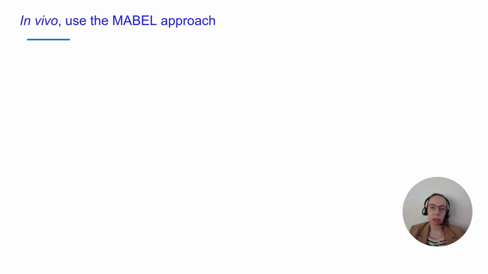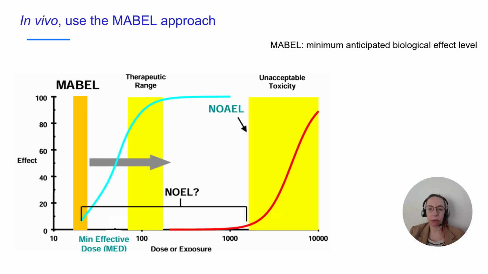Here, similar to inhibitors, you will need to build a PK/PD relationship. If you only need a slight activation of the receptor or target you're considering, you may want to use the MABEL approach. MABEL stands for Minimum Anticipated Biological Effect Level. This is illustrated on the graph below.